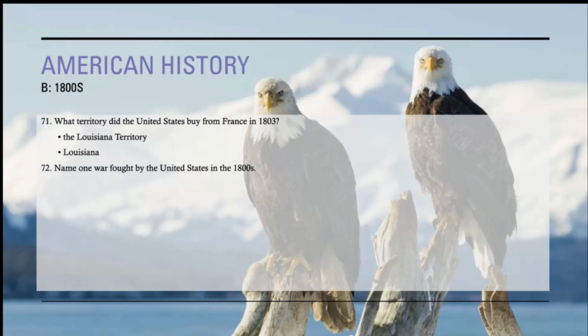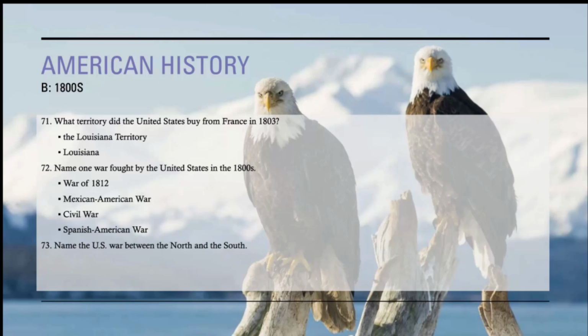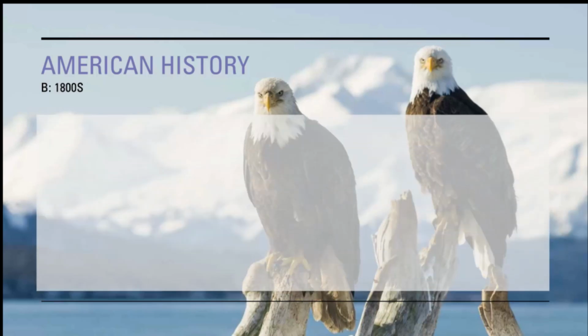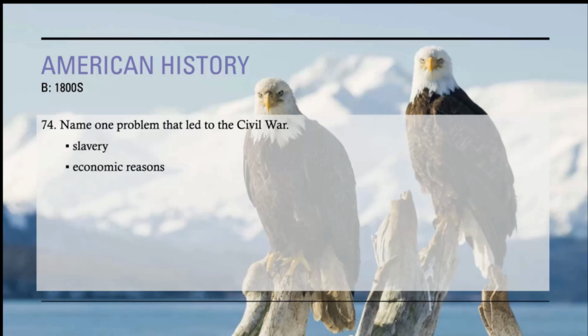Name one war fought by the United States in the 1800s. The War of 1812, the Mexican-American War, the Civil War, the Spanish-American War. Question number 73. Name the US war between the North and the South. The Civil War, the war between the states. Question number 74. Name one problem that led to the Civil War. Slavery, economic reasons, states' rights.